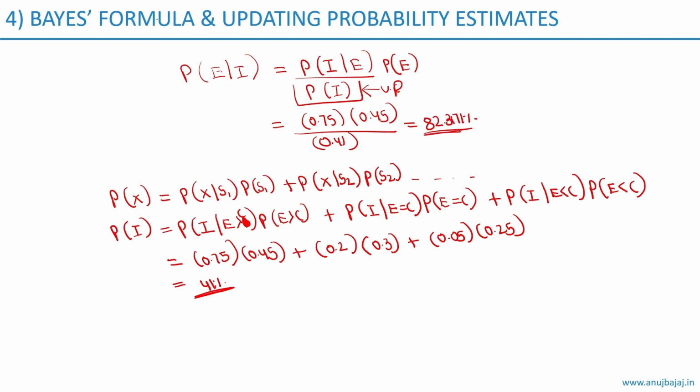82.3171%. So our prior probability, that is the probability of the EPS exceeding the consensus, was 45%. But when we got the new information that Dreimed is expanding, the probability increased to 82.3171%. It is pretty logical.